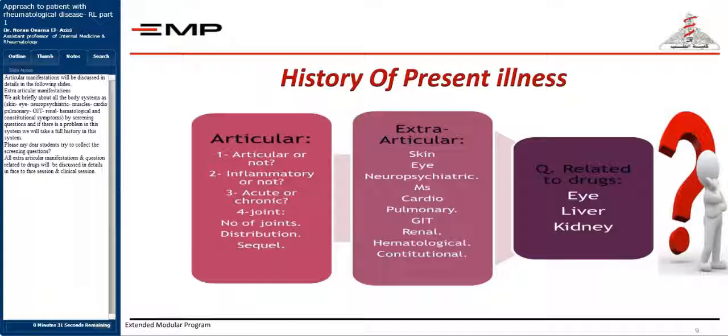For extra-articular manifestations, we ask briefly about all the body systems, such as skin, eye, neuropsychiatric, muscles, cardiopulmonary, GIT, renal, hematological, and constitutional symptoms, by screening questions. If there is a problem in a system, we will take a full history in that system. Please, my dear students, try to collect the screening questions. All extra-articular manifestations and questions related to drugs will be discussed in detail in the face-to-face session and clinical session.